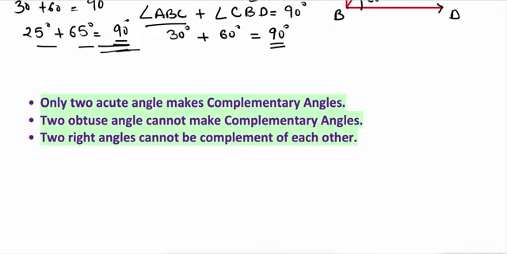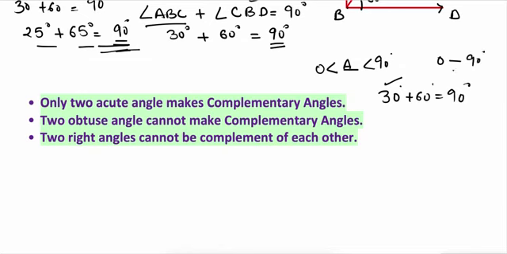Only two acute angles can make complementary angles. As we have seen, 30 degrees plus 60 degrees is equal to 90 degrees. 30 degrees is an acute angle, and an acute angle is an angle which is greater than 0 degrees but less than 90 degrees, that is, in between 0 and 90 degrees. So 30 degrees is an acute angle and 60 degrees is also an acute angle. So only two acute angles can make complementary angles.